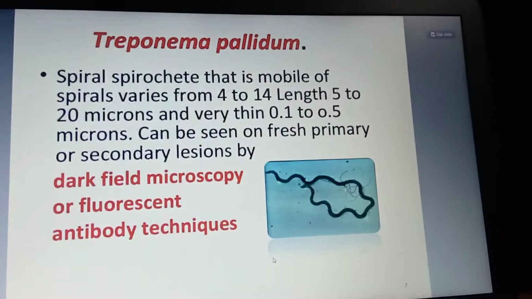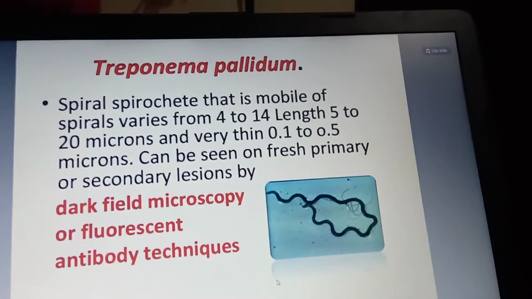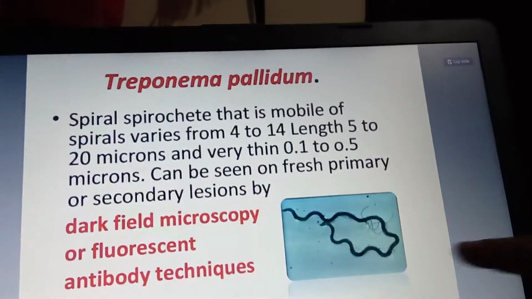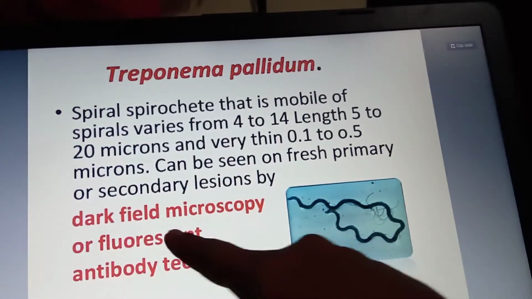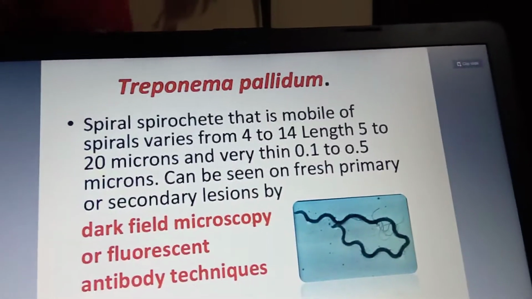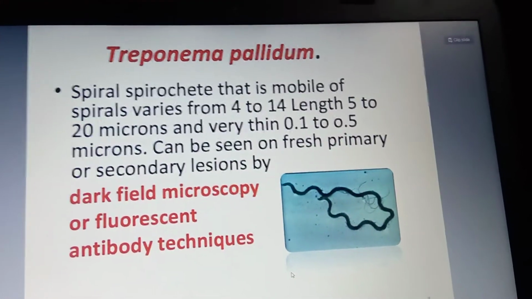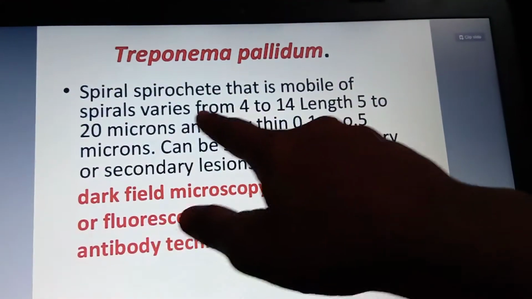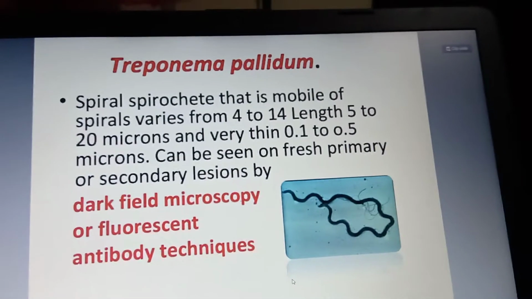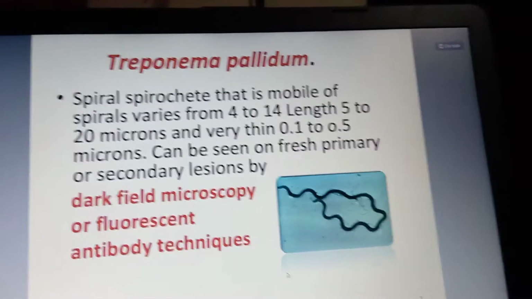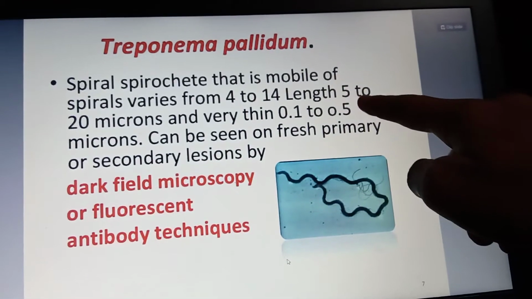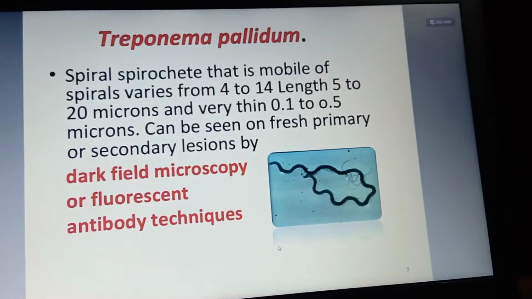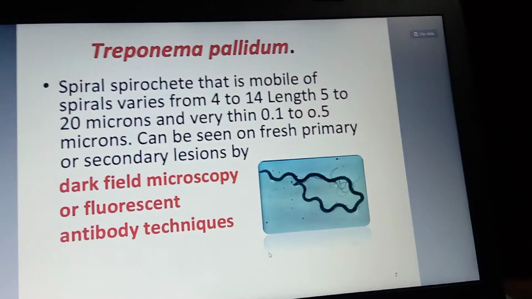Next is the Treponema pallidum structure and shape, and how much length it is in microns. Mostly under dark field microscopy or fluorescent antibody techniques, they have identified some of the structures of Treponema pallidum. It is a motile spiral organism, which means it can move from one place to another. Its length is 5 to 20 microns, and it is very thin, 0.1 to 0.5 microns.